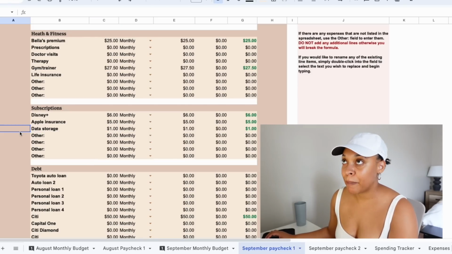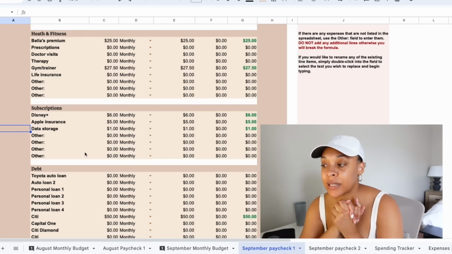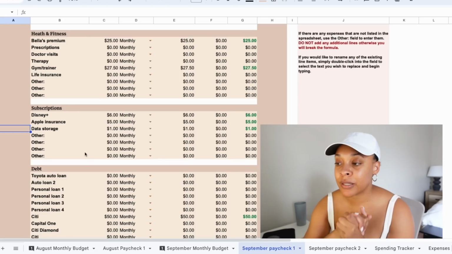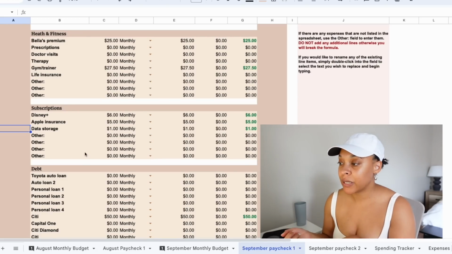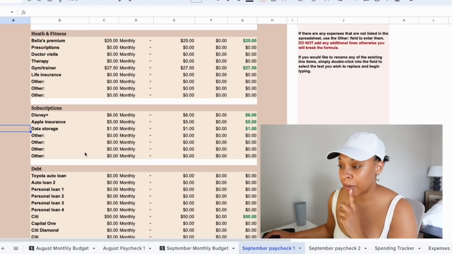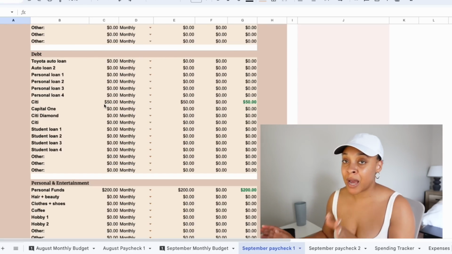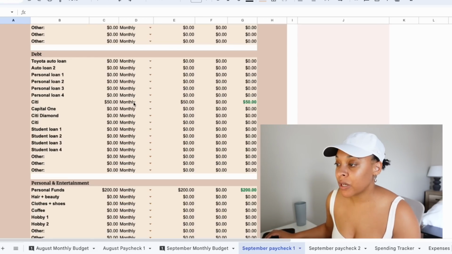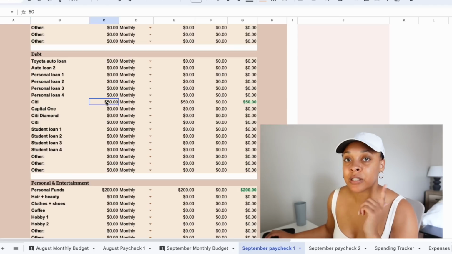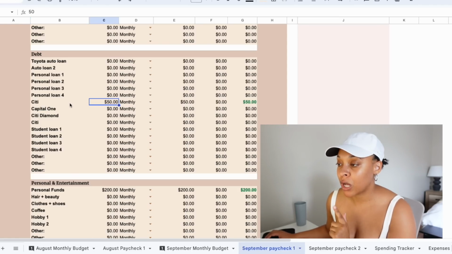I have about, I want to say it's $8.80 a paycheck that is direct deposited into my bills account, and that covers my monthly bills. Now, when it comes to debt, I have an auto loan and things like that, but I am not going to put that in my 9-to-5 paychecks. So the only thing I'm doing is $50 that's going to Citi per paycheck, so $100 per month. And I already have that scheduled to go out since I do get paid this week.